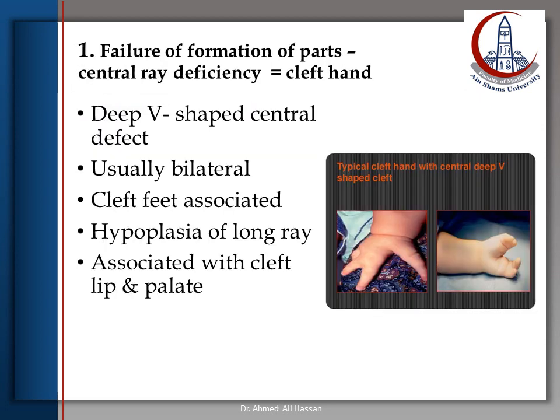Failure of formation of parts, central ray deficiency. The third part, the cleft hand. In cleft hand, there is a cleft in the center of the hand. It's characterized by a deep V-shaped central defect, usually bilateral. It's usually associated with cleft feet, hypoplasia of the long ray, and sometimes with cleft lip.